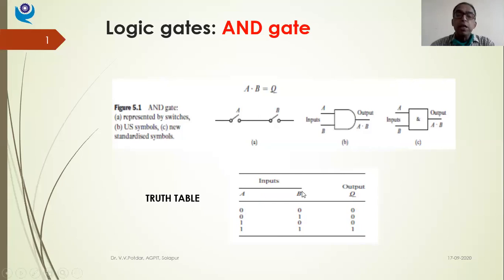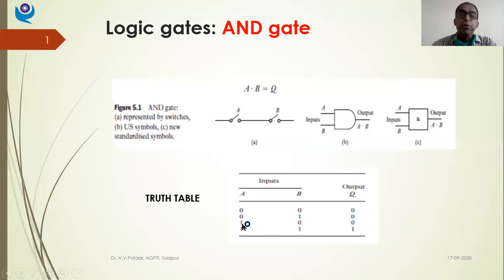Okay, these are the inputs A and B, and this is the output Q. In AND gate, if A is off or 0 and B is also off or 0, then output will be 0. Now if A is off or 0 and B is on, in AND gate both should be on to get an on signal. Now A is 0 and B is 1. The output is 0 because A and B are not both 1. Okay, so it is 0.